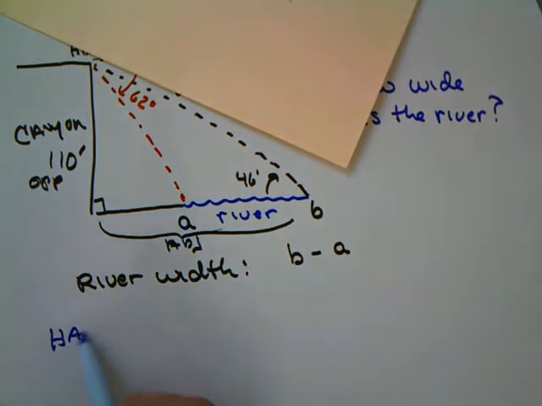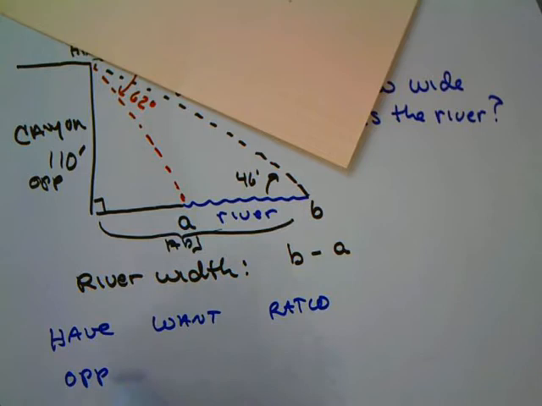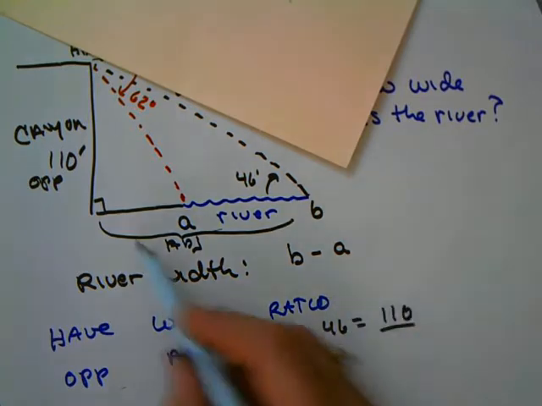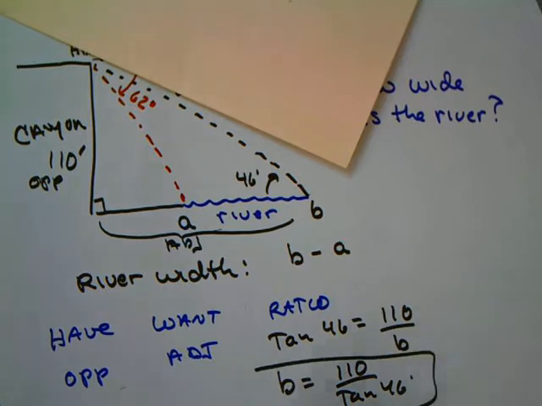Think: have, want, and my ratio. Well, I have the opposite leg and I want the adjacent leg. So that SOHCAHTOA gets used a lot. The ratio is going to be the tangent of 46 equals 110 over this length B. Swap them out, and B is going to be 110 over the tangent of 46 degrees. That would find me that length, and I never round until the end, so I'm just going to put that to the side. Good to know. I'll use it there.